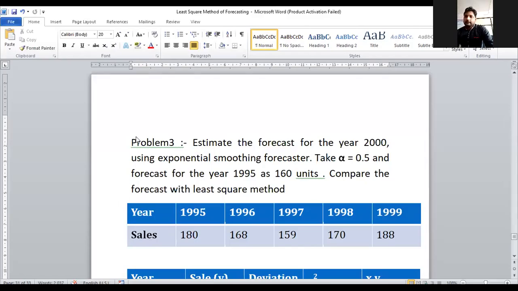So in the last lecture, we discussed one problem on the exponential smoothing method. That was problem number 2. In today's second lecture, we are going to discuss one more problem on the exponential smoothing method, and in this problem we are comparing the solution with the linear regression analysis, or we can say the least square method. Okay, so write down the problem statement. Problem number 3.